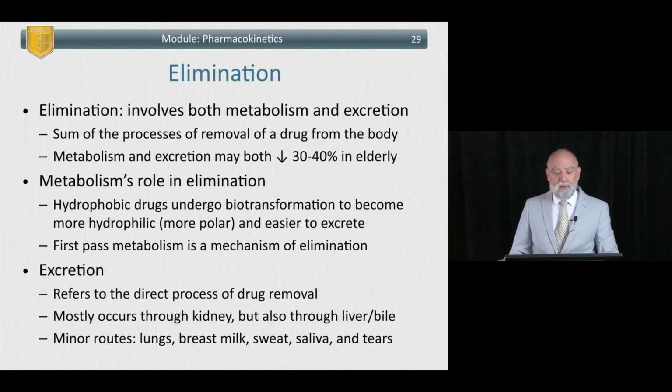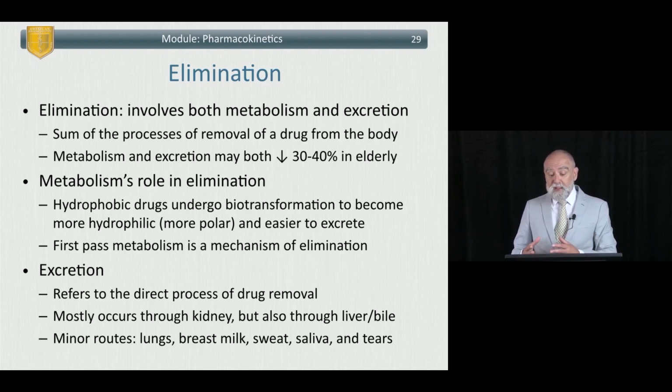Now, let me cover the term elimination, because people often ask me, what is elimination versus excretion? Well, elimination involves both metabolism and excretion. It's the sum of the processes of removal of a drug from the body.